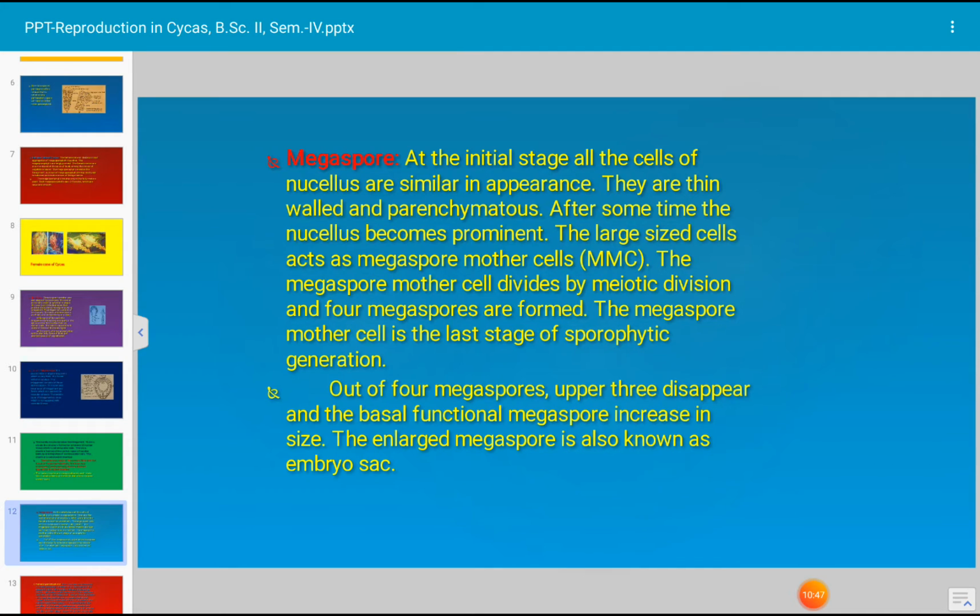The megaspore mother cell is the last stage of sporophytic generation. Out of 4 megaspores, the upper 3 disappear and the basal functional megaspore increases in size. The enlarged megaspore is also known as embryo sac.